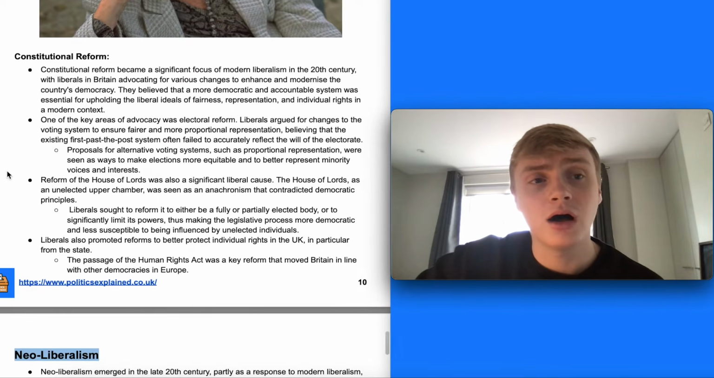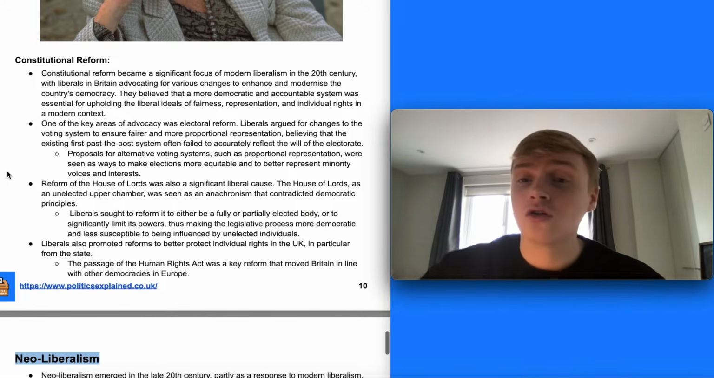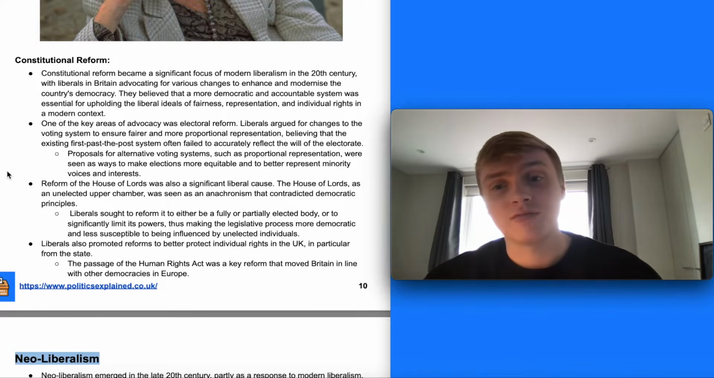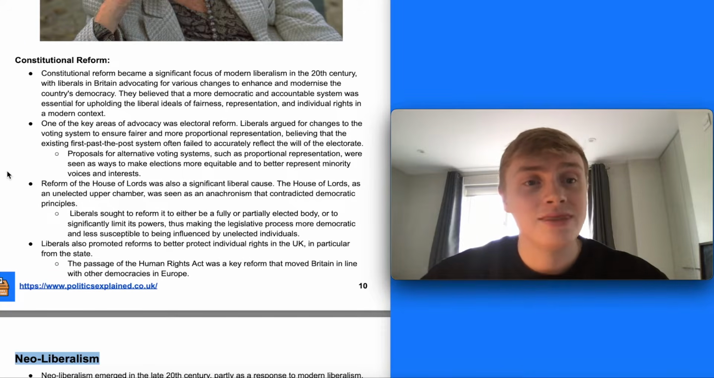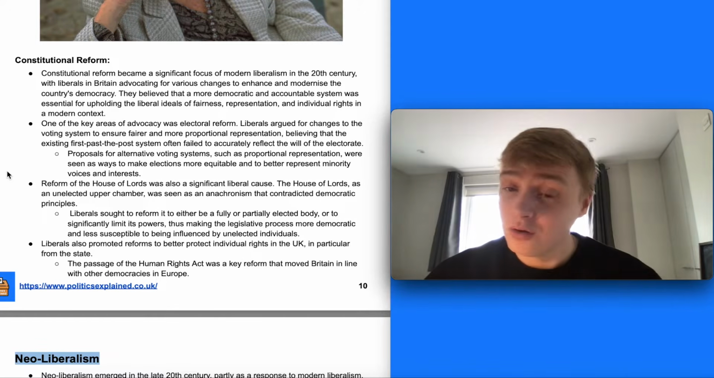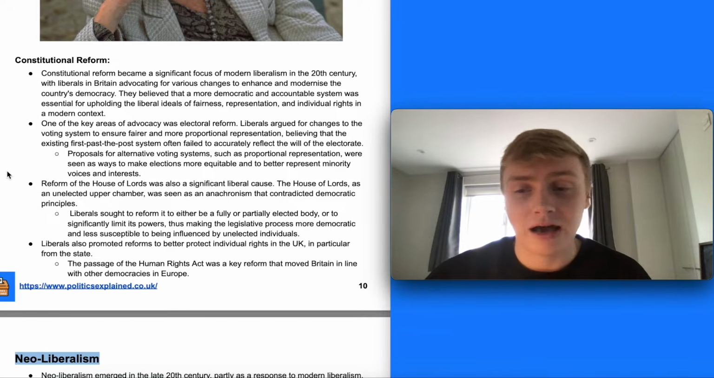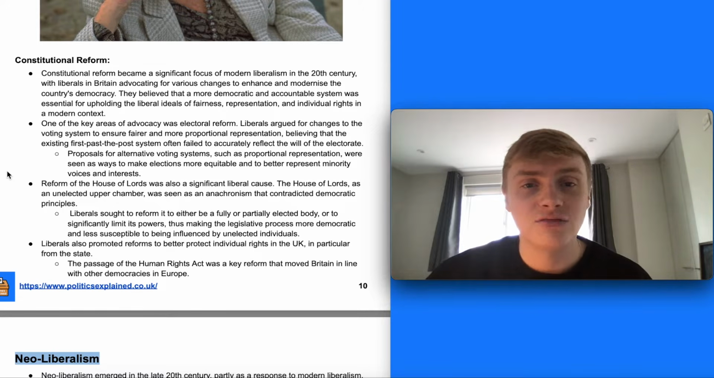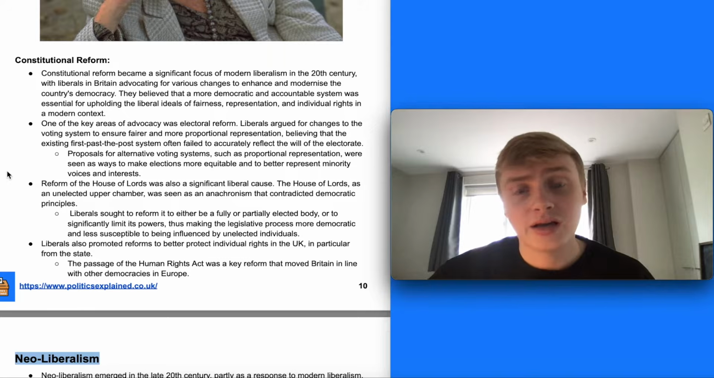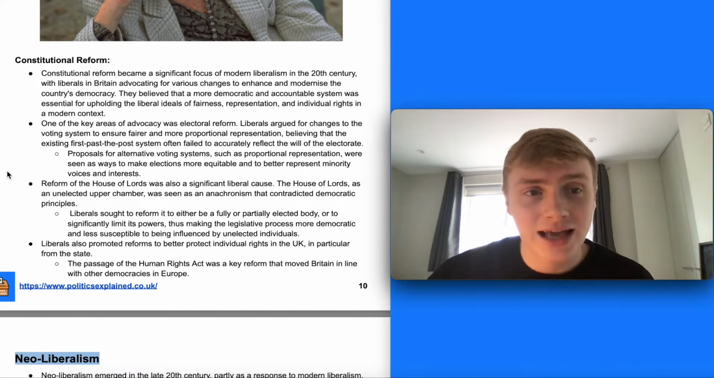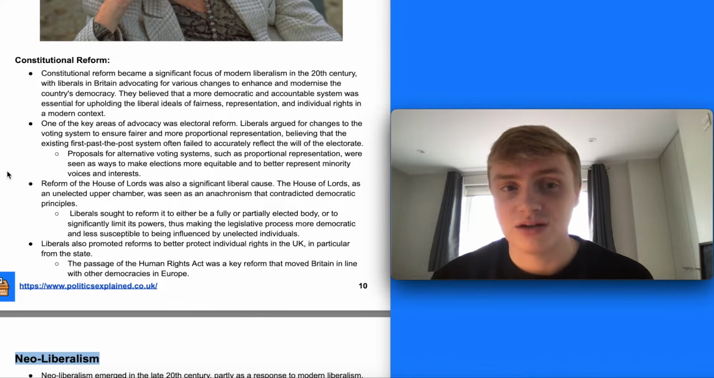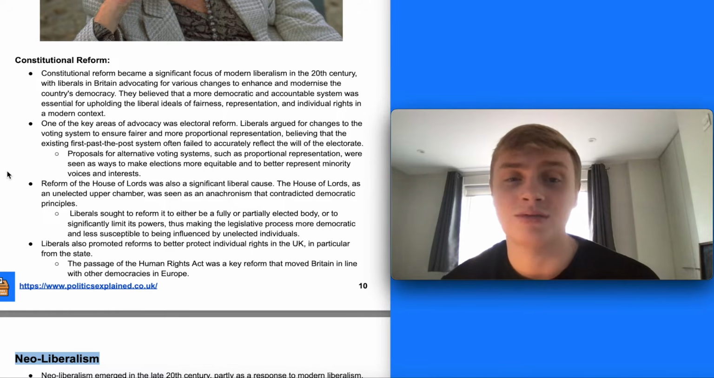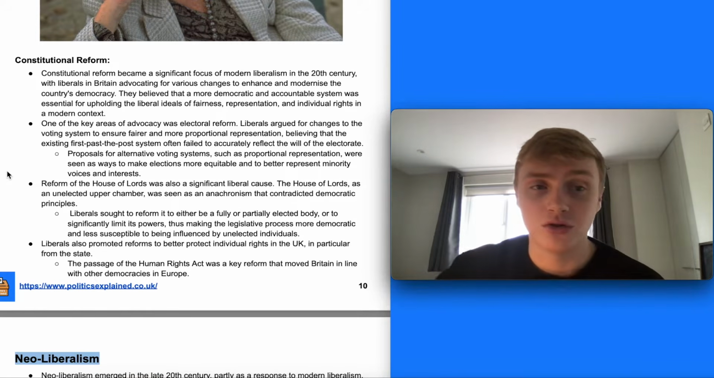And a final key part of modern liberalism that you see in the period is an emphasis on constitutional reform. So this became a key focus of modern liberals in the 20th century, further building on Mill's idea of representative democracy, and they wholeheartedly support democracy in this period. Not direct democracy, crucially, because liberals in particular still have this fear of tyranny of the majority, but especially representative democracy. So they believe that changes should be made to create a more democratic and accountable system that was therefore essential to uphold these key liberal values of individualism, liberalism, representation, and fairness in a modern context.